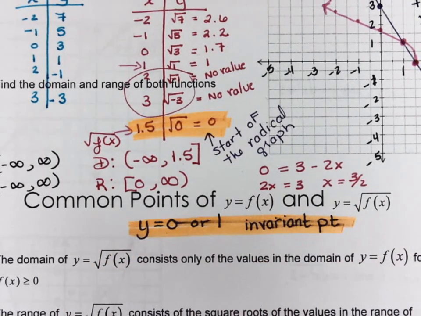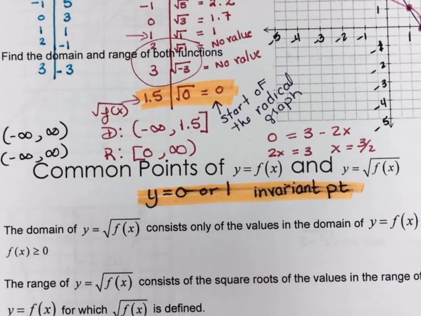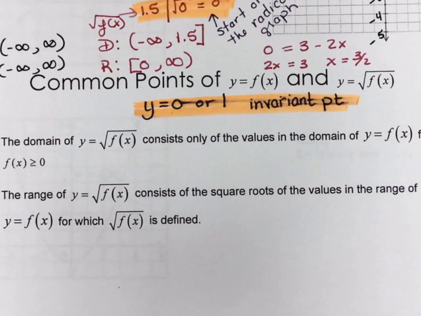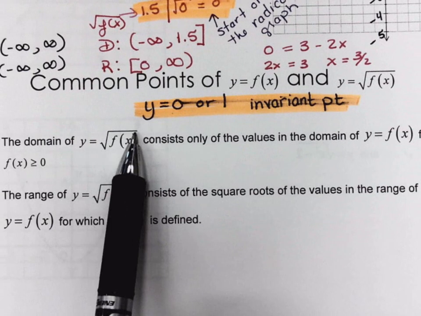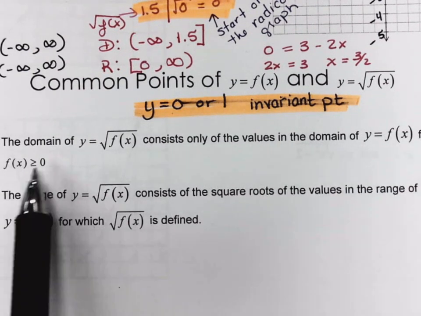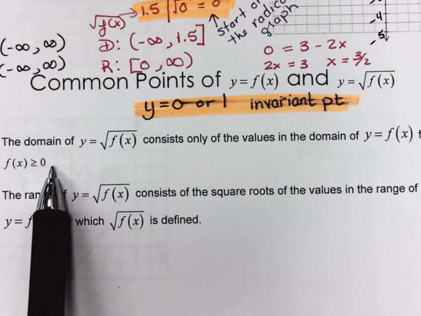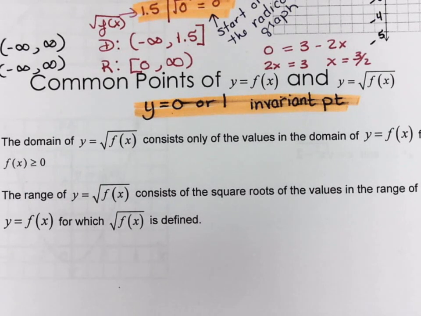I feel like I'm just all over the place with my notes today. Okay, so these are just some statements that we talked about that you already know. The domain of the square root of the function consists only of the values in the domain for which y is greater than or equal to 0. We know that. We can't square root negative numbers.